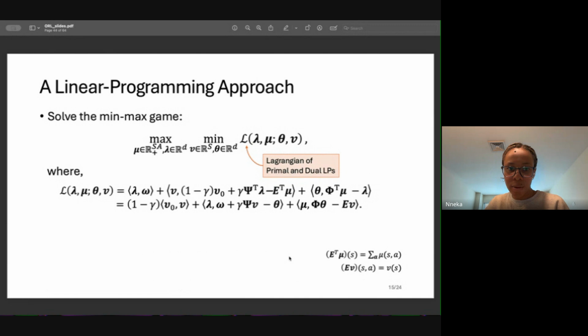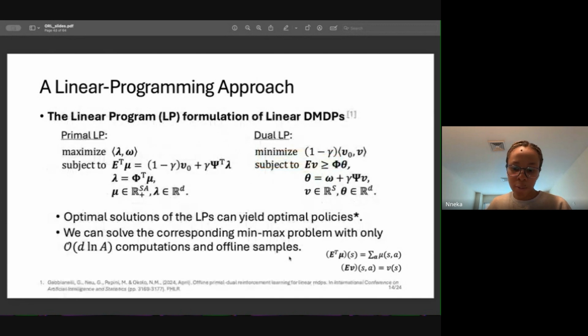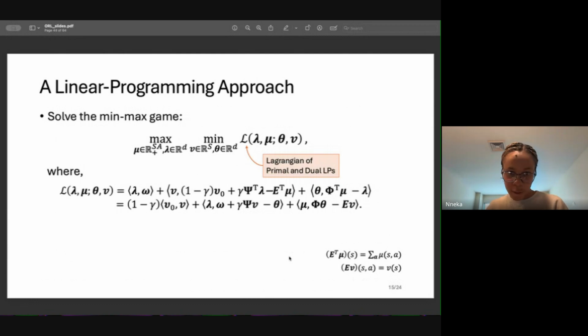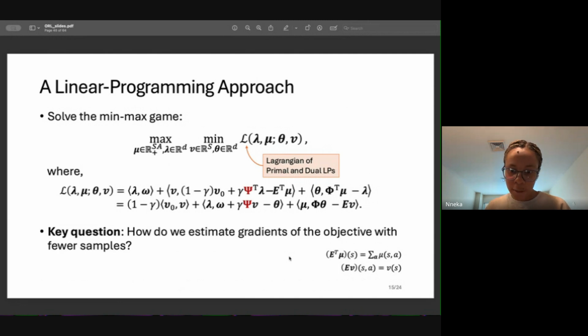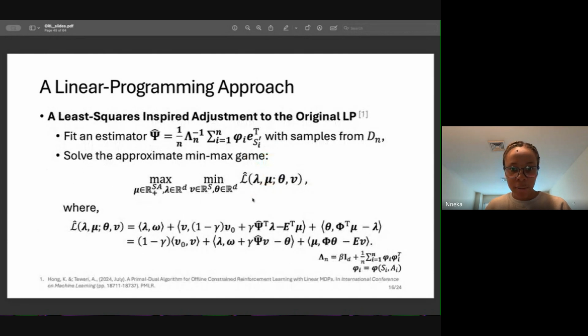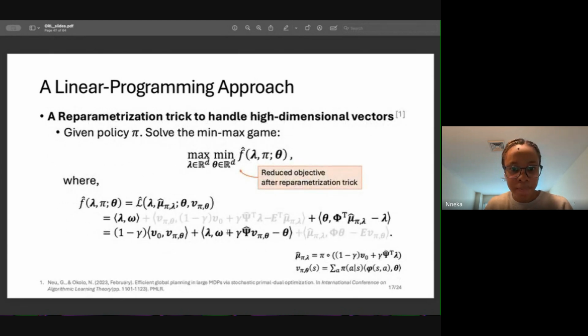So I've talked about the LP inspired by Gabbianelli et al., and I've talked about the min-max game, which we would be interested in, and the main question, which is how to handle not knowing psi. And I've talked about this approximate formulation that now depends on psi hat instead of psi. And now going forward, the idea would be to try to approximately solve that min-max problem.